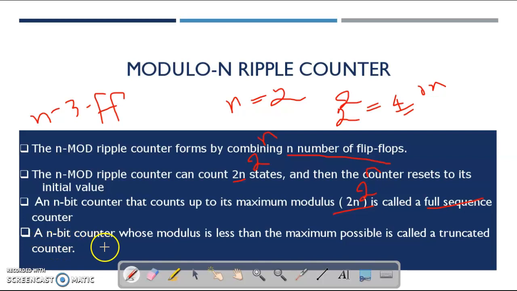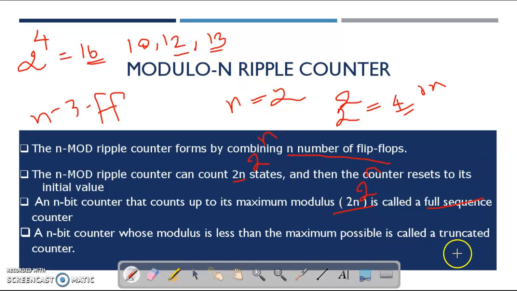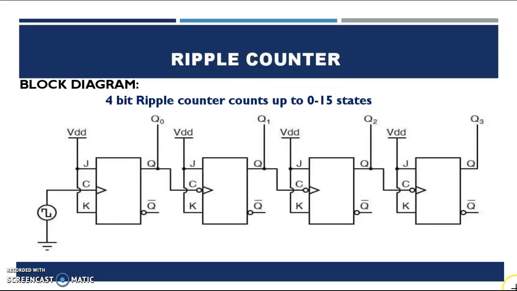An n-bit counter whose modulus is less than the maximum possible is called a truncated counter. If I take 4 bits, I get 16 possible states, but I may want a modulo 10, modulo 12, modulo 13 like this, where the number of states is decreased. That is called a truncated counter. Later we will discuss an example of a truncated counter.